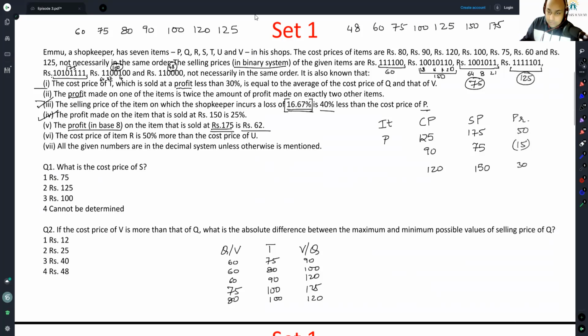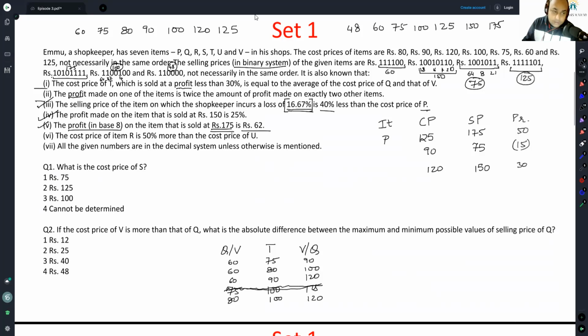At this time, can I also go ahead and say T will not be this case? Most definitely not be this case, because cost price of 125 is already assigned to P. So V or Q cannot have 125. So you cannot have a pair of 75, 125 with the average as 100. Every other case remains. Okay, this is also done.